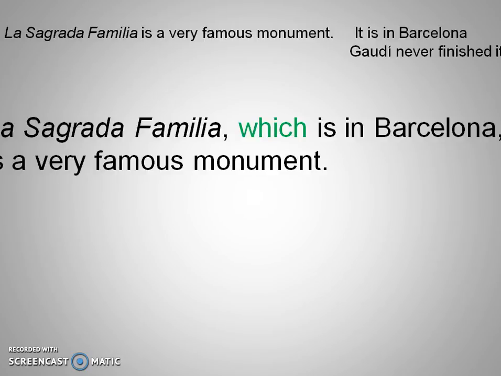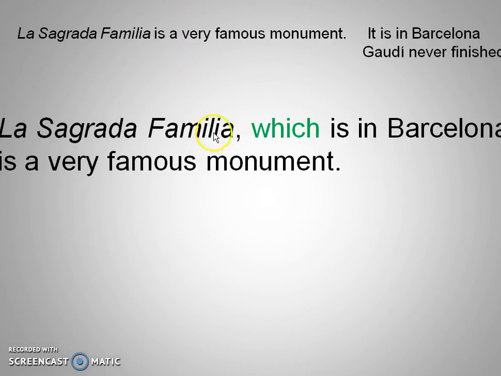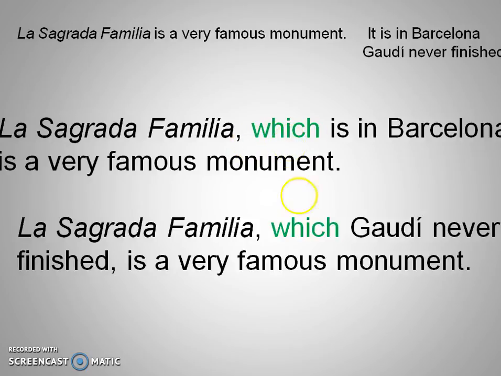So we could say "La Sagrada Familia, which is in Barcelona, is a very famous monument." As you can see, it goes between commas. We cannot use that and we cannot omit the pronoun. And "La Sagrada Familia, which Gaudí never finished, is a very famous monument."